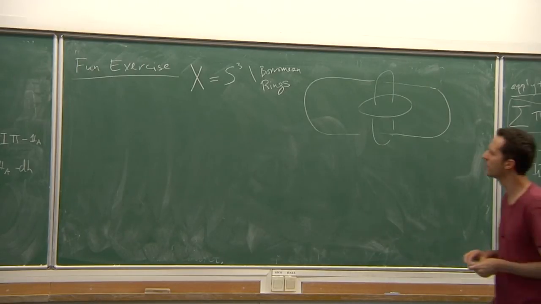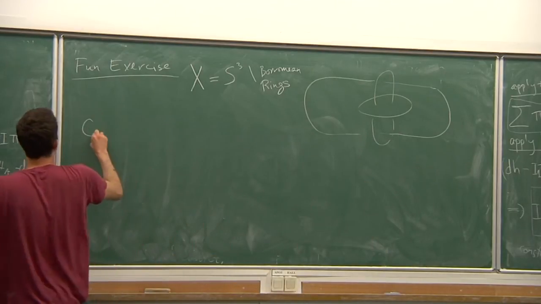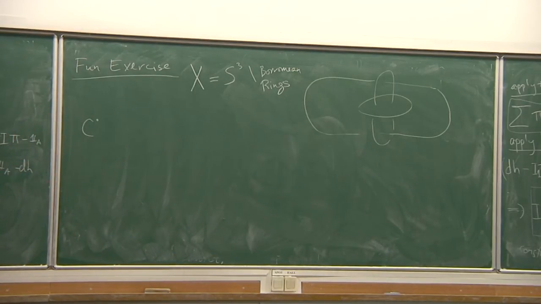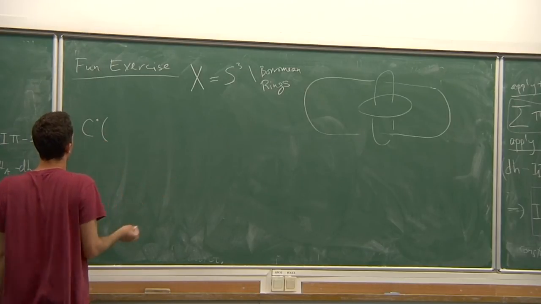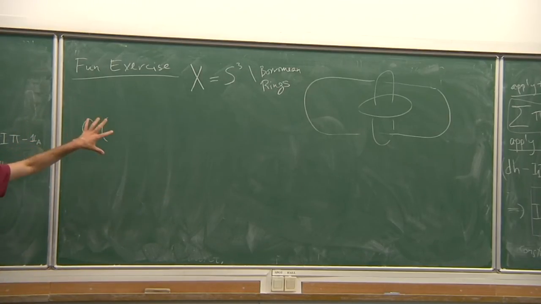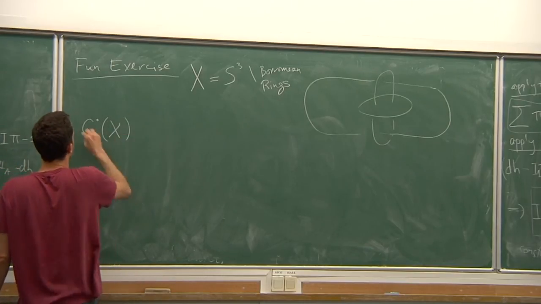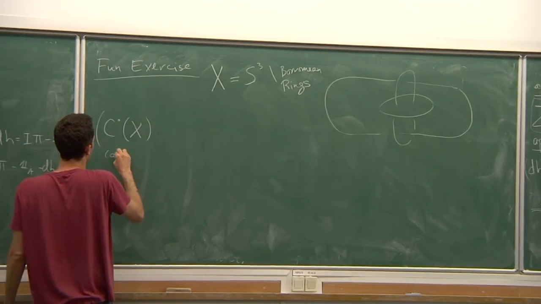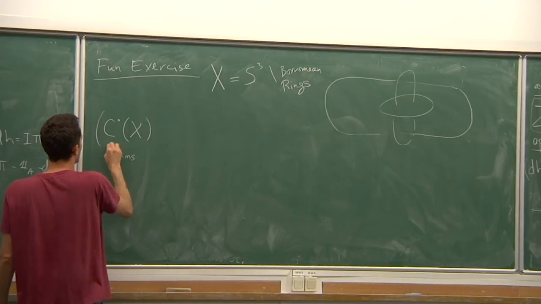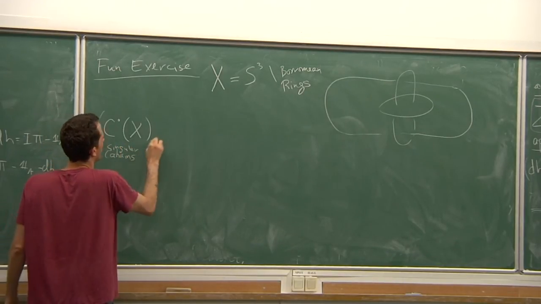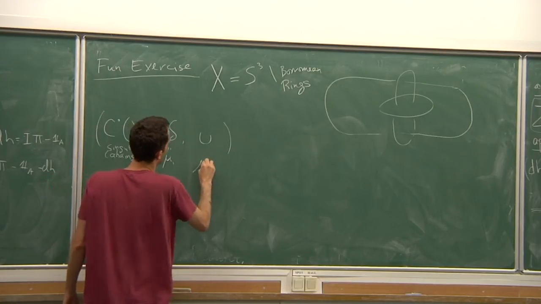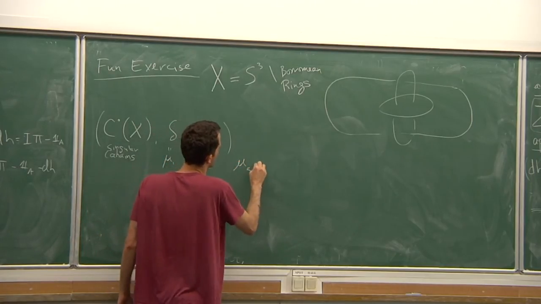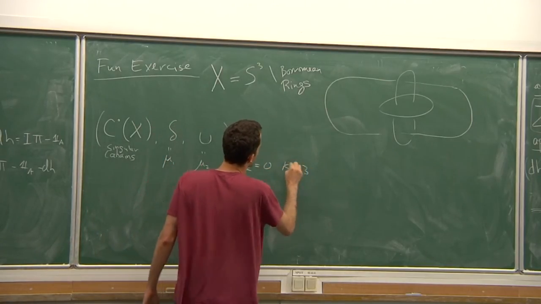And what I want to claim is that we have seen already that any DG category gives an infinity category. And similarly, any DG algebra, any DGA, gives an infinity category. So in this case, consider the singular cochains on X, with the usual coboundary operator and the cup product. So these will be my mu 1 and mu 2. And we set all the higher operations, mu k, equal to 0 for k greater than or equal to 3.